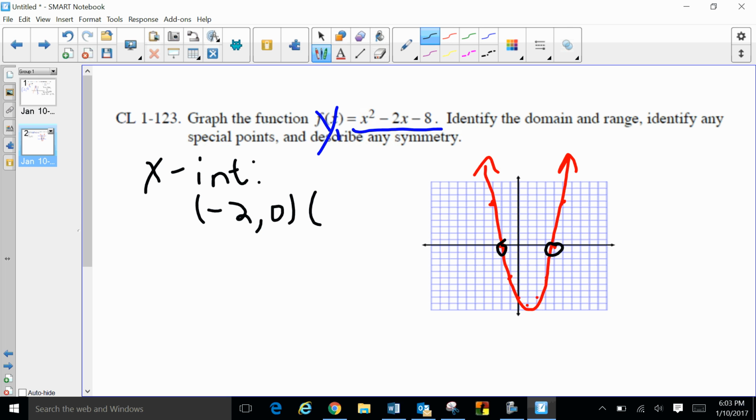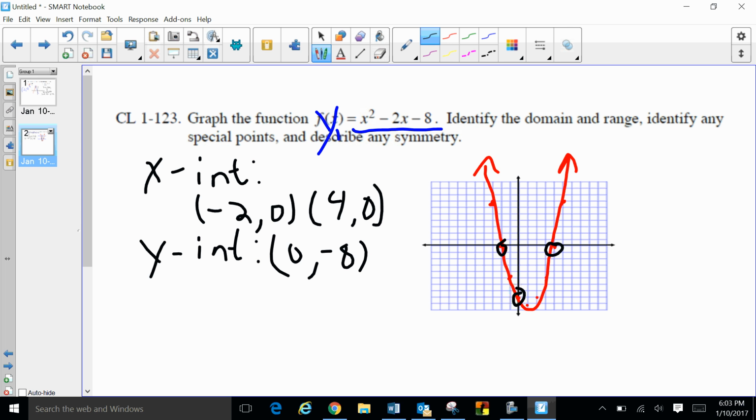Let's look at our y-intercepts. That's where it crosses the y-axis. It only has one y-intercept right here. And that point is at 0, -8. We also want our vertex, and I know I did not draw perfectly into the vertex, but there's the point, the lowest point. Our vertex was at 1, -9.